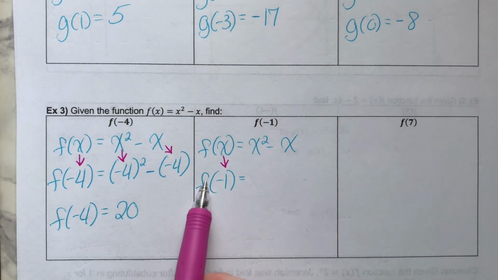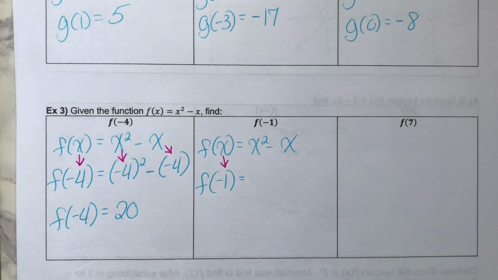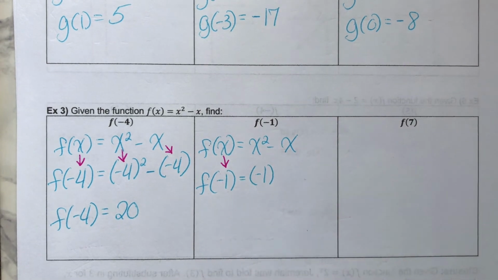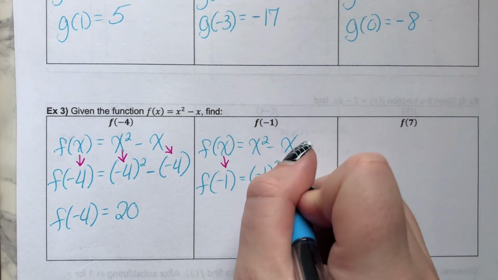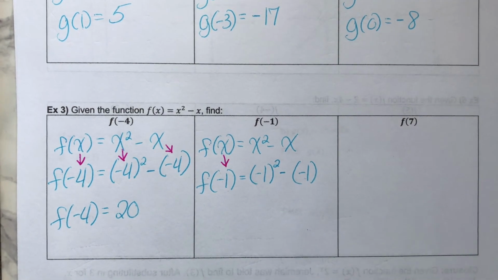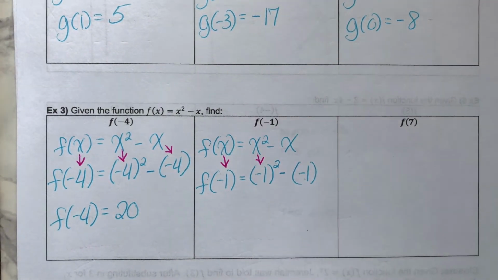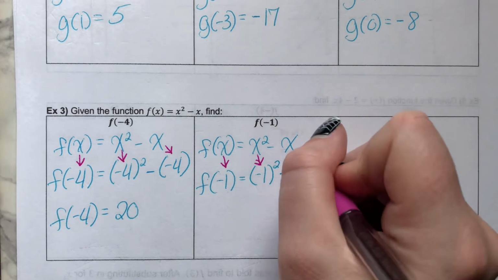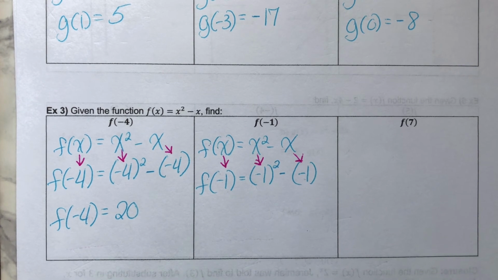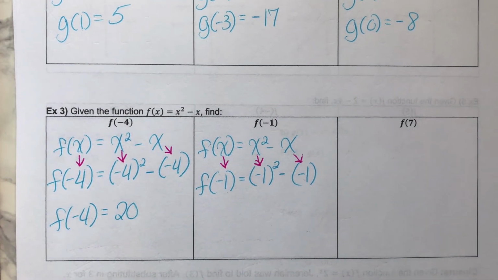I'm even putting parentheses around it from the start, so that means I should be putting parentheses around it the entire way through. So negative 1 squared minus negative 1. Because anytime I'm plugging in, I have to use parentheses. All right, I want you guys to finish this one on your own and then finish all the other questions. Once you are done, please check back for the answers at the end.